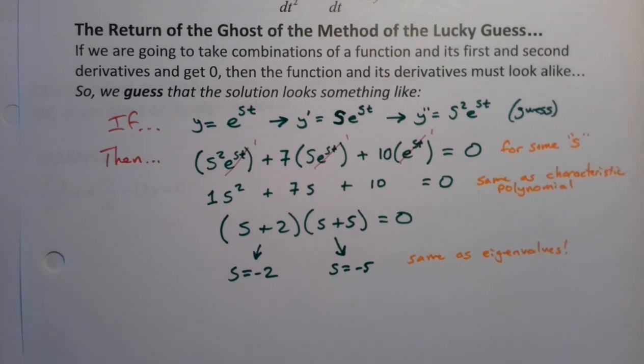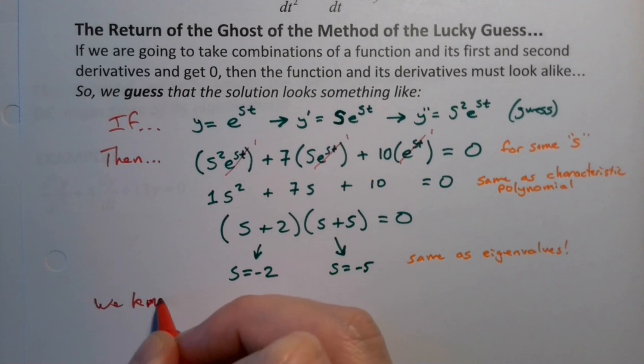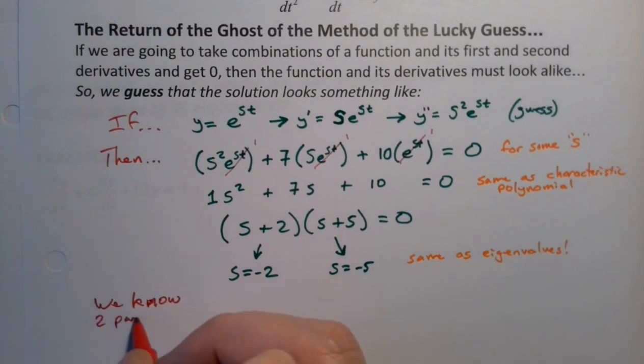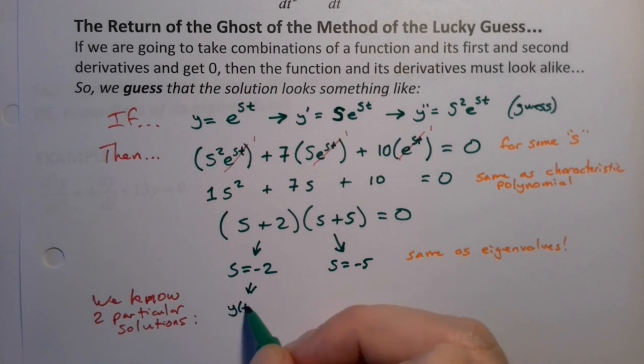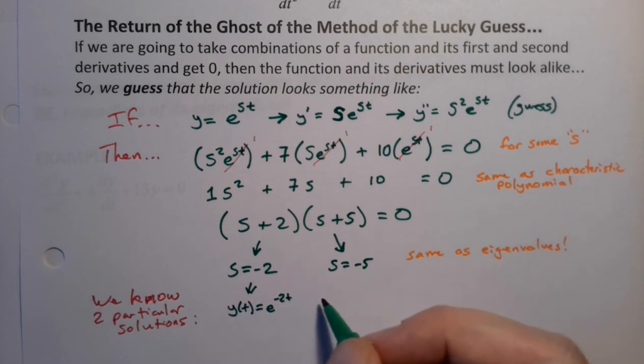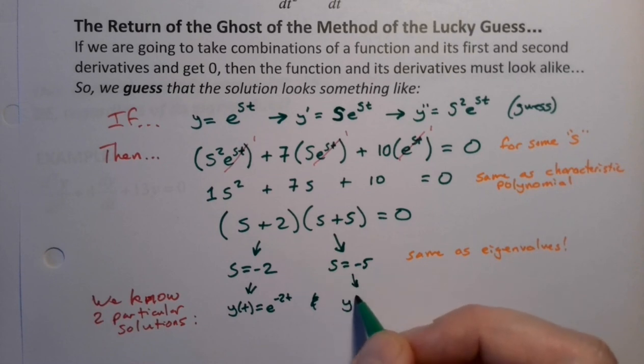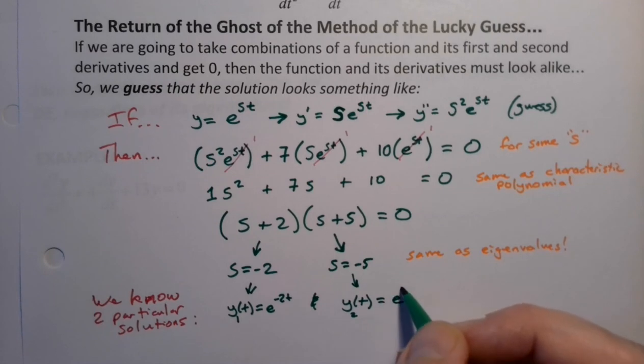Right? So now we basically have our eigenvalues, and that means that we have our eigenvectors, that means that we have our two particular solutions. And those two particular solutions are y of t equals e to the negative 2t, and, call this one y1 and y2, y of t equals e to the negative 5t.